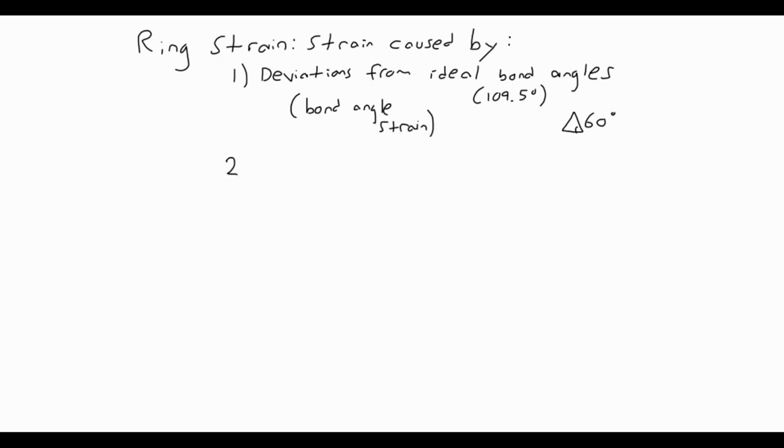We also have another type of strain called eclipsing, or also called torsional strain. And that's caused by eclipsed hydrogens on the ring.